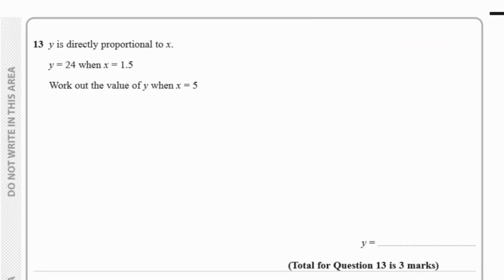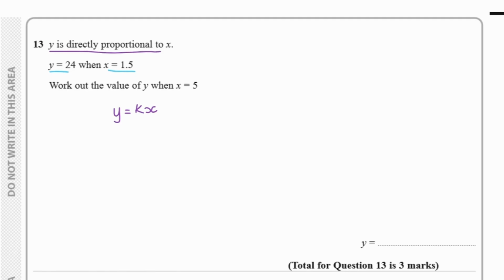Number 13. Y is directly proportional to X. Y is equal to 24 when X is equal to 1.5. Work out the value of Y when X is equal to 5. So in order to write Y is directly proportional to X, we will write it as Y is equal to Kx. However, we don't know what the value of K is, so we will use these initial conditions that we've been given in order to find K.